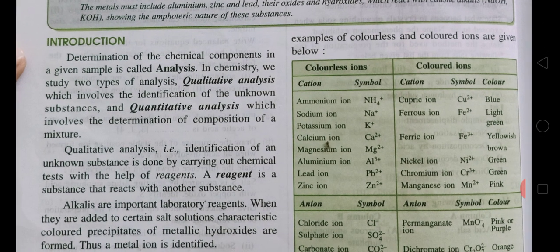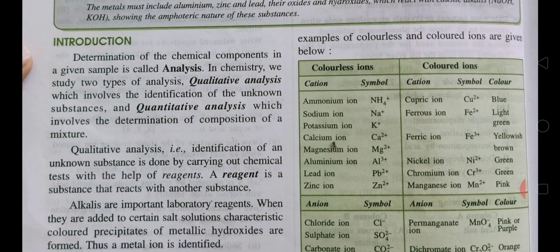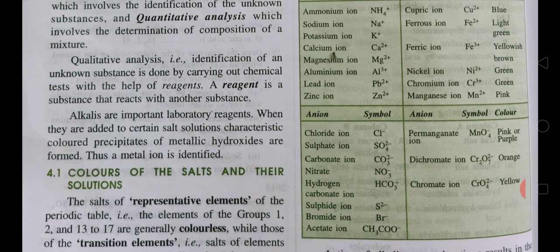And children, all the ions which are colored, positive ions which are colored, that is cations, are cupric ion which is blue in color, ferrous ion which is light green in color, ferric ion which is yellowish or reddish brown in color. Then nickel ion is green in color, chromium ion green in color, manganese ion pink in color. Then negative ions or anions which are colored are permanganate ions which are pink or purple, dichromate ion orange color, chromate ion which is yellow in color.